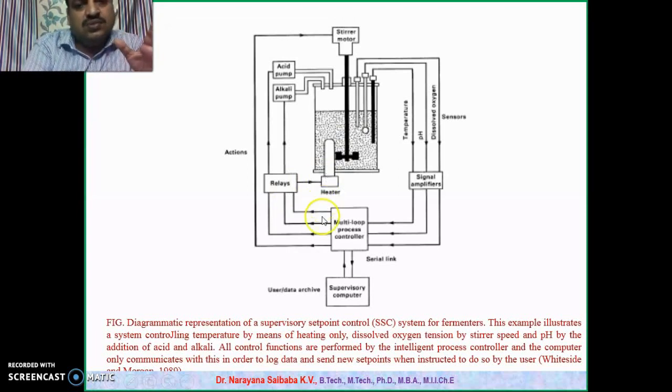Okay, everything is same. In the previous DDC, in place of this multi-loop process control electronic controller, we have a computer, but here we have an electronic controller. This electronic controller is connected to a supervisory computer. So all the data will be entered from this computer only. All the set points will be set by this computer only. That's why this computer will act as a supervisor. That is why it is called a supervisory computer. So in this way we control the process in this type of controllers.